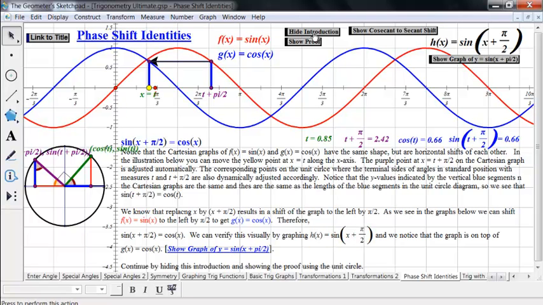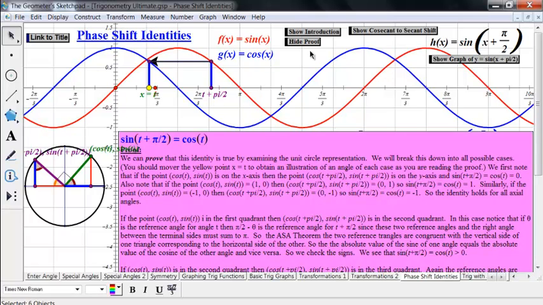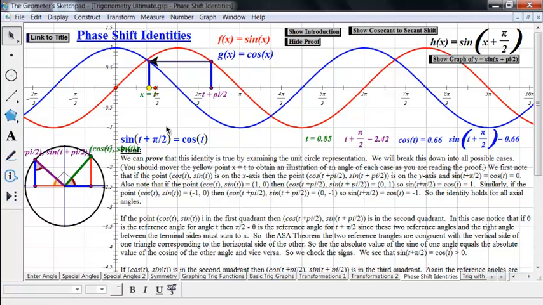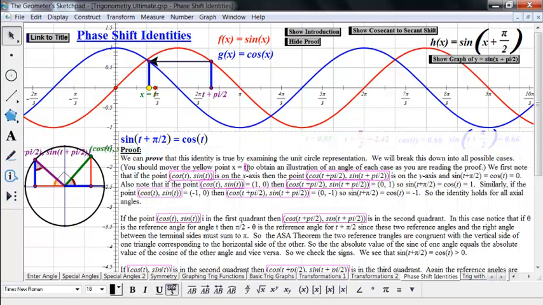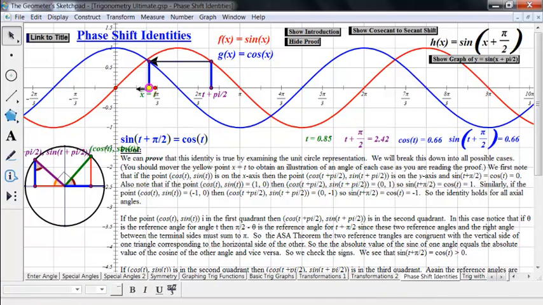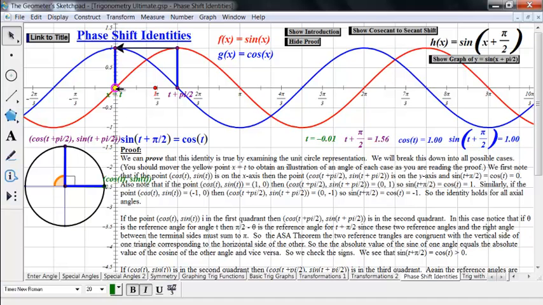Okay? Now, if we want to actually prove this formally, then we need to be looking at the unit circle picture, and we can do it this way. So here's the proof, and we'll break it down in all possible cases. And as we're doing this, we're going to move the yellow point around for each of the different cases. So the first case is when it's on the x-axis for the terminal side.